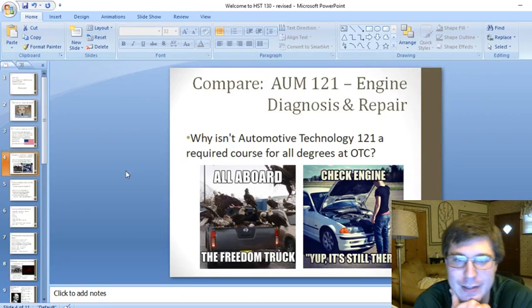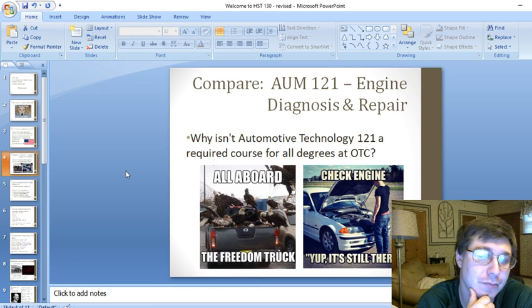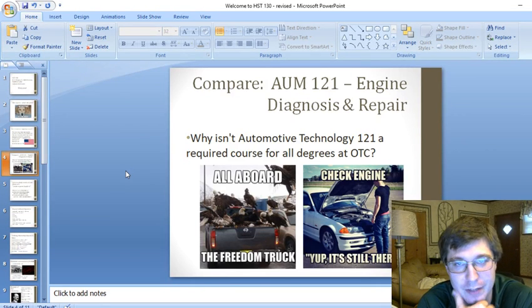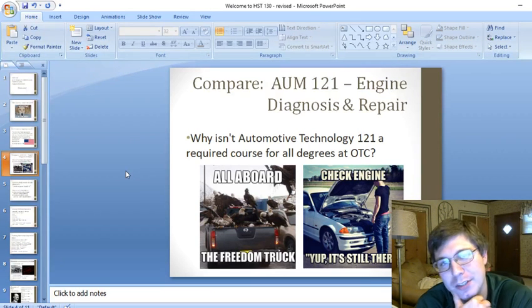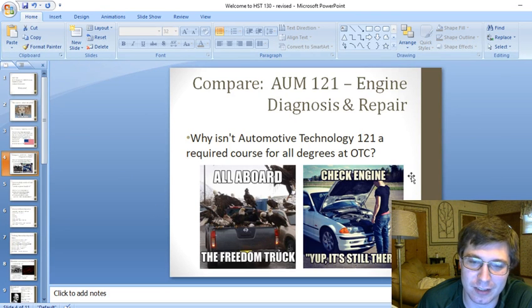After all, compare it with a course like Automotive 121, Engine Diagnosis and Repair. All right, very important course, very useful, arguably more practical than these three different citizenship course options I just showed you. So why isn't Automotive Technology 121 a required course for all degree seekers at OTC? After all, wouldn't it be useful for everyone to be able to troubleshoot problems with their engines?